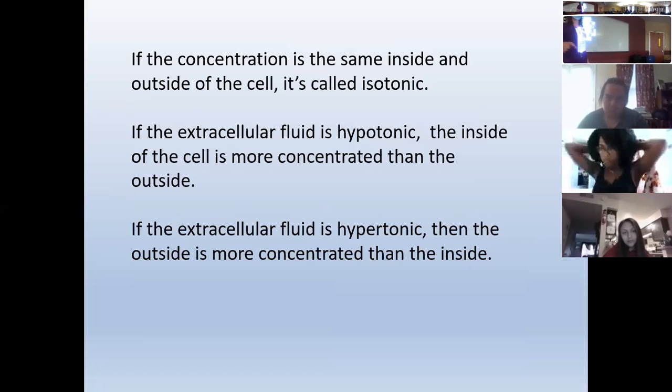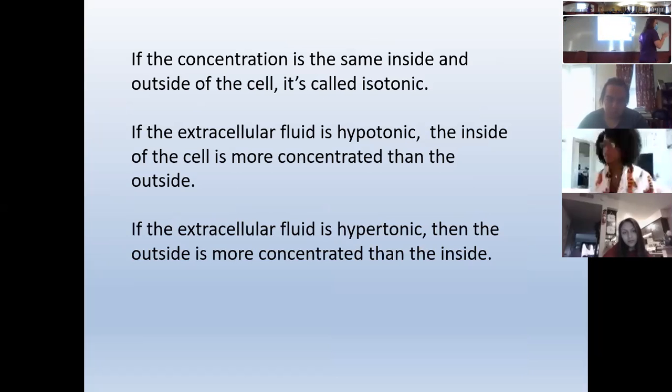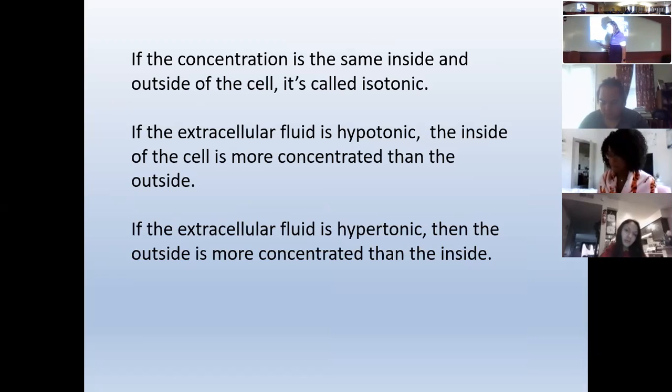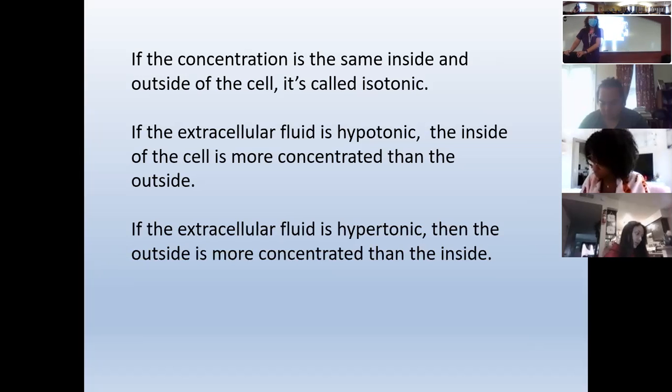Here's where I lost everybody. So I want you to erase everything from Friday. I lost everybody on Friday. We're going to talk about this today as if it's brand spanking new. We've got three terms: isotonic, hypotonic, hypertonic.